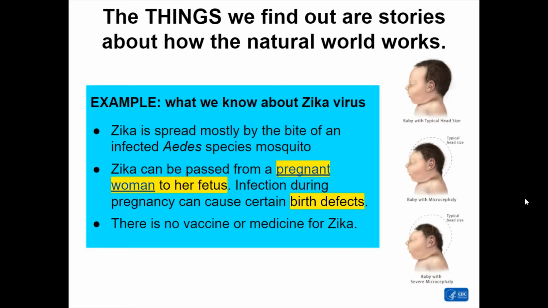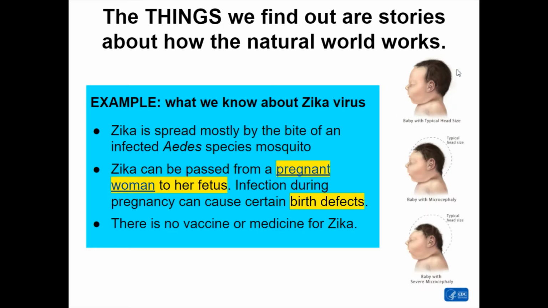For example, what we know about the Zika virus, which is a virus that was pretty dangerous several years back. And here's some things that we know about it. Zika is spread mostly by the bite of an infected mosquito of a certain species. Zika can be passed from a pregnant woman to her fetus, or her unborn baby. Infection during pregnancy can cause certain birth defects, and those birth defects are pretty bad.